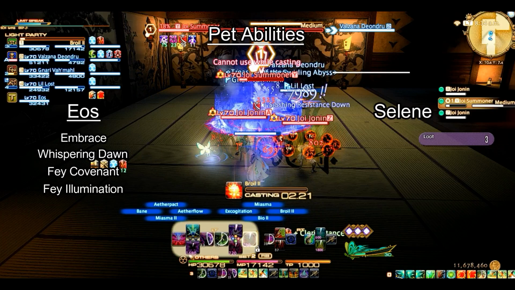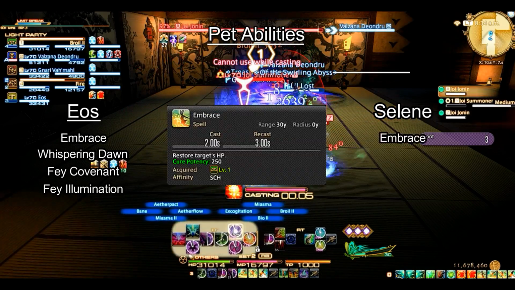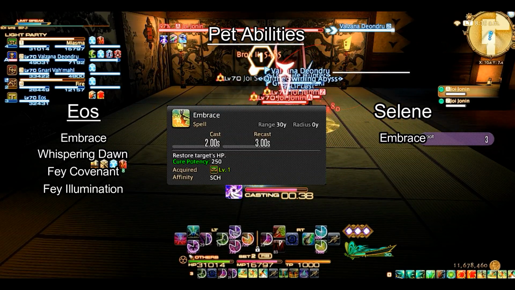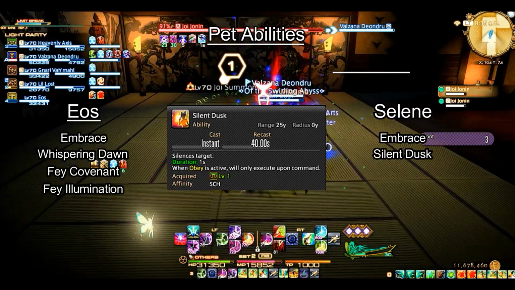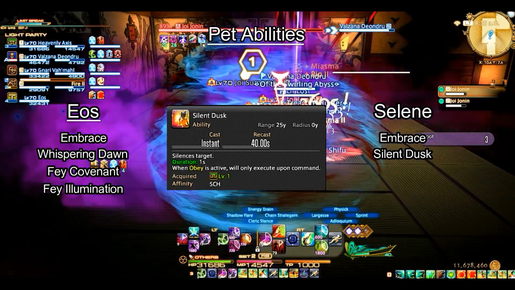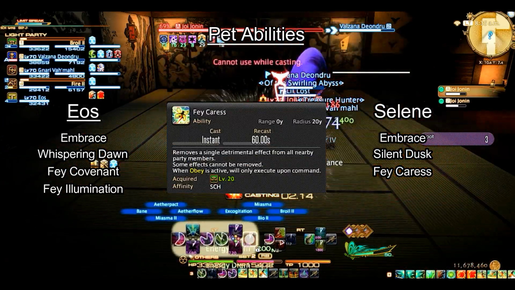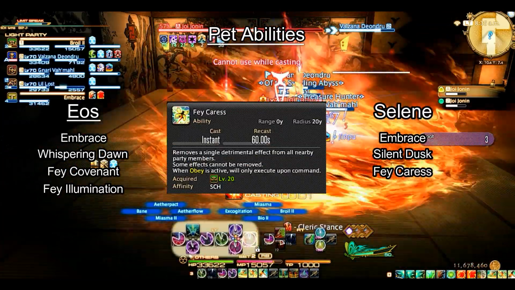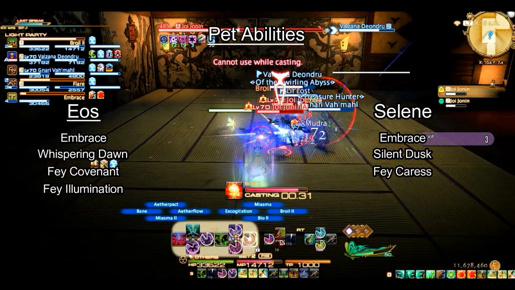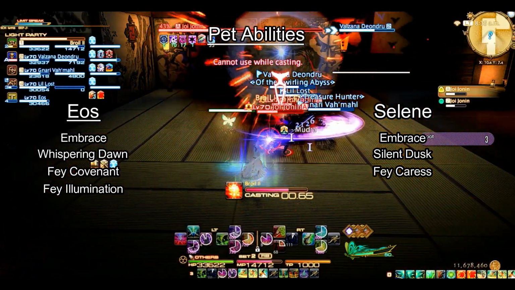On the Selene side, again you have Embrace, which functions exactly the same as Eos. You have Silent Dusk, which simply silences the target for 1 second, preventing them from casting any spells. Fey Caress, which removes a single debuff from every member in your party that is within range of Selene, basically a party-wide Esuna. And finally, Fey Wind.